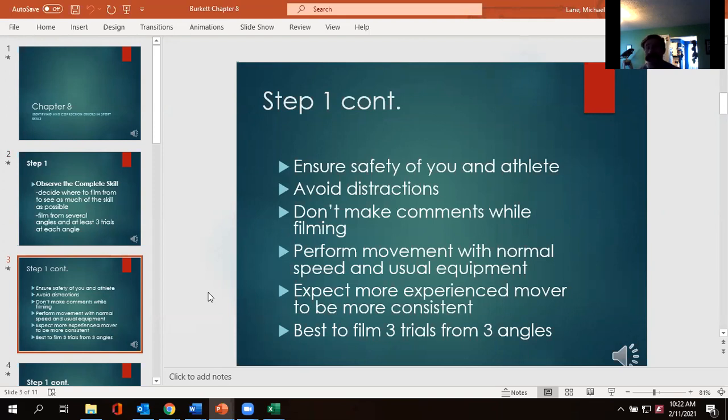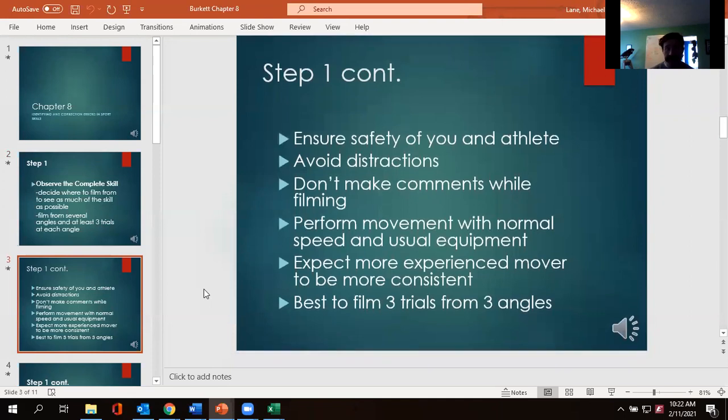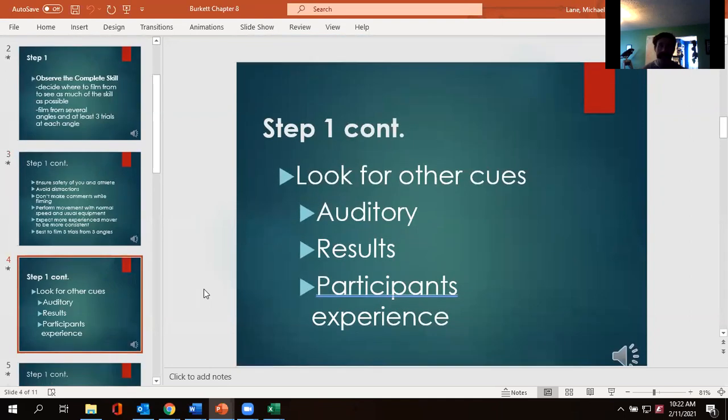Now, we don't want them to try to go slower, because when you go slower, it's typically easier to do things right. We want them to do the speed they're actually going to do it with. And once again, more angles. And that's actually what you guys will be doing with your projects. Now, we want to look at other cues. So there are auditory cues, the results, and then how did the participants feel?